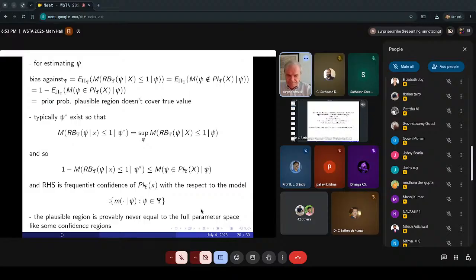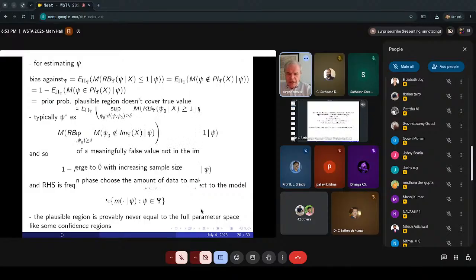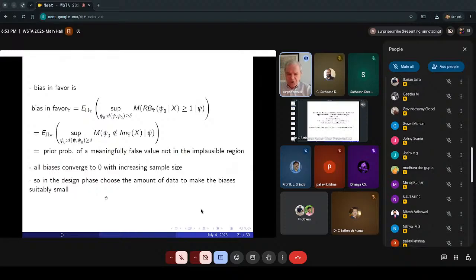Now, if I'm not averaging over nuisance parameters, this is the original model, but I have no problem averaging over them. Some people complain about averaging over nuisance parameters, but my response to them is, okay, tell me what to do. The most logical method that I've seen is averaging over nuisance parameters. And similarly for bias in favor. This is the prior probability of a meaningfully false value not being in the implausible region. The implausible region is just the set of all values that have evidence against them. If something is false, we want it to be in the implausible region.